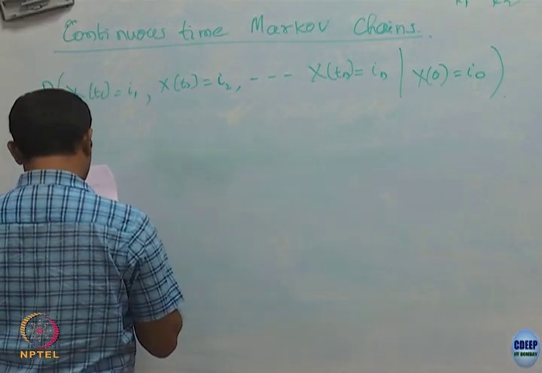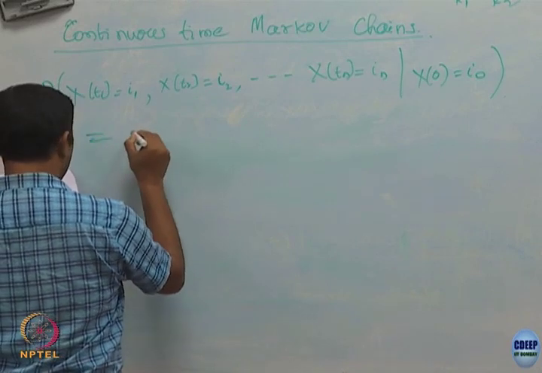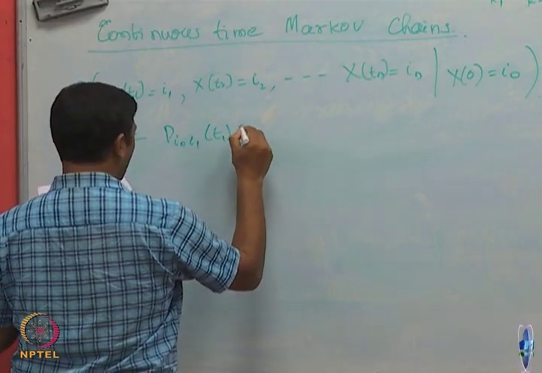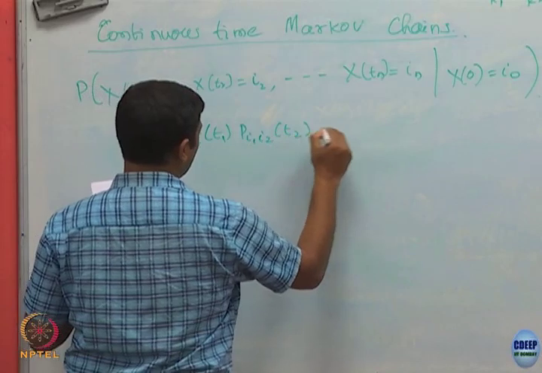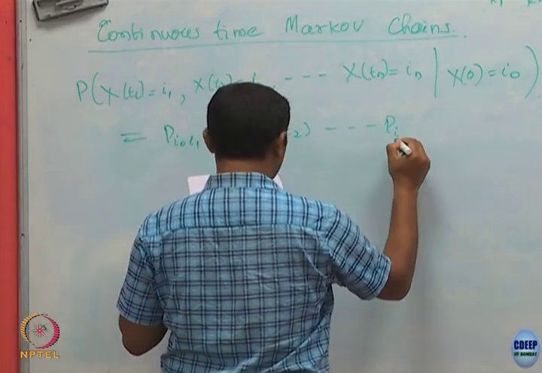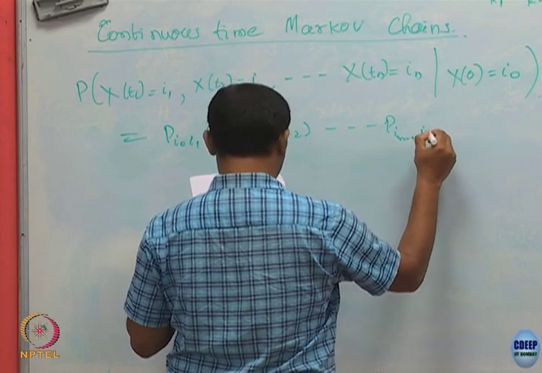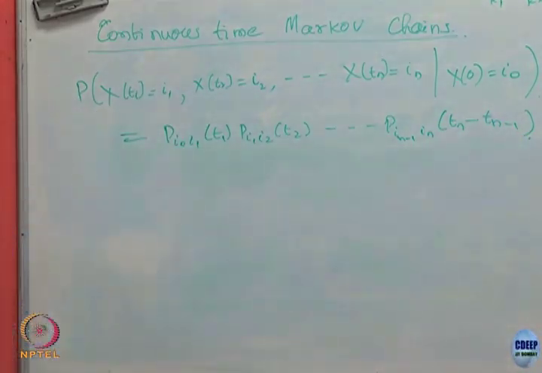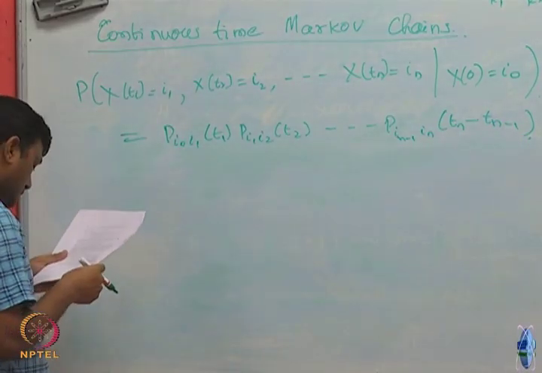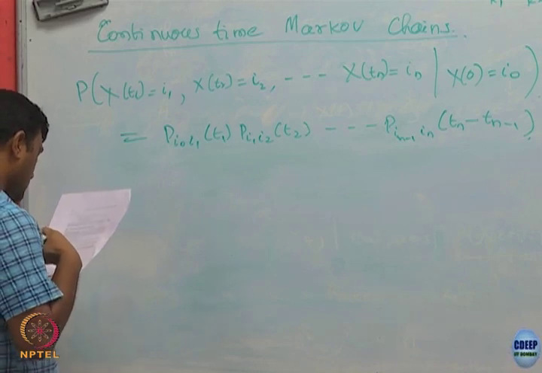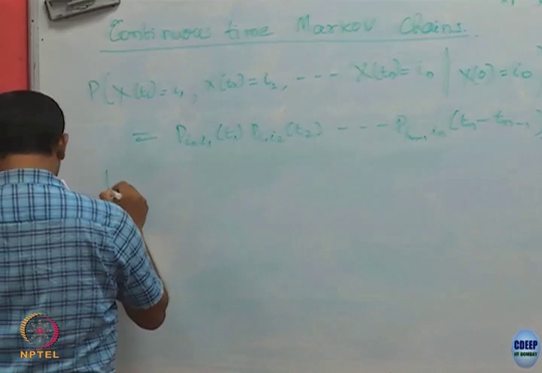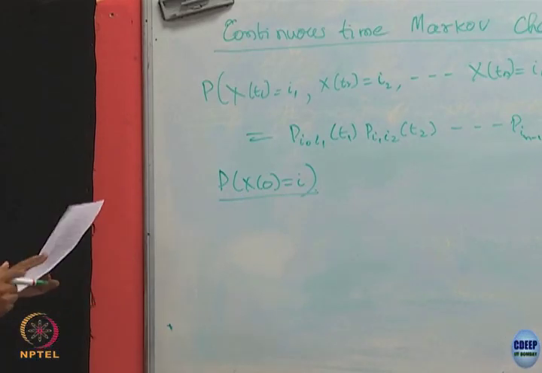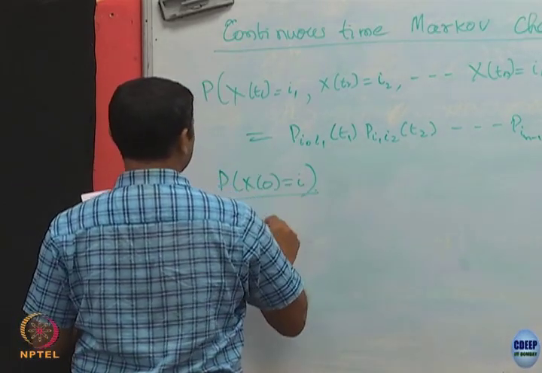So we will see that, after applying the Markov property, this can be written in terms of i0, i1, t1, i1, i2, t2, i2, i minus 1. And if you further write it as x naught equals i, this is your initial distribution, the same thing you could write it as.